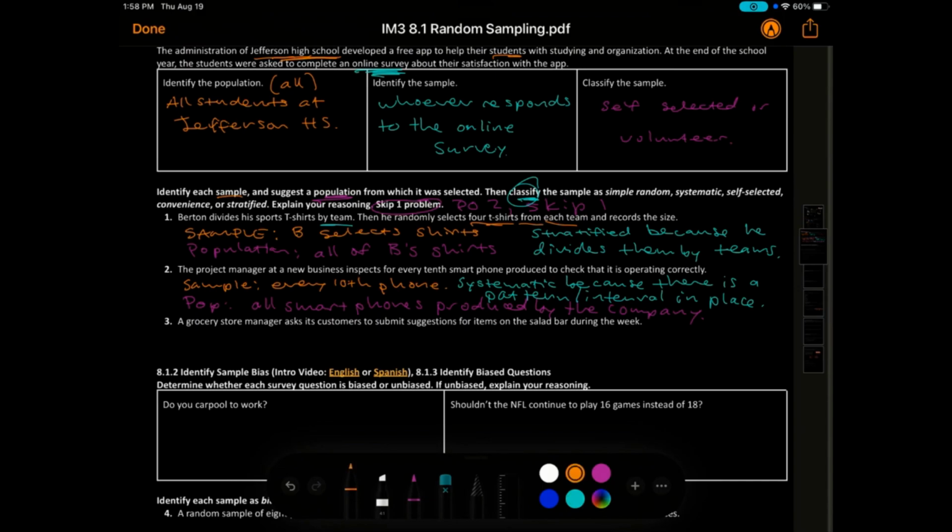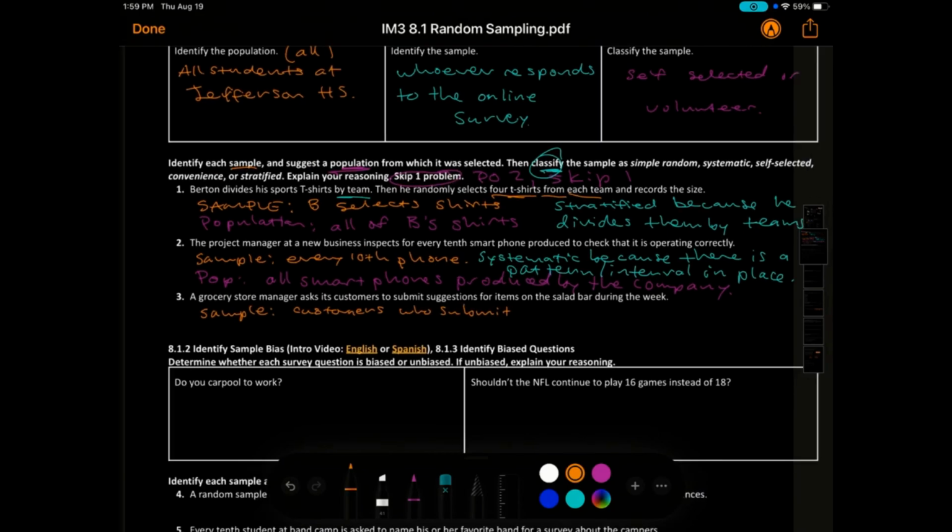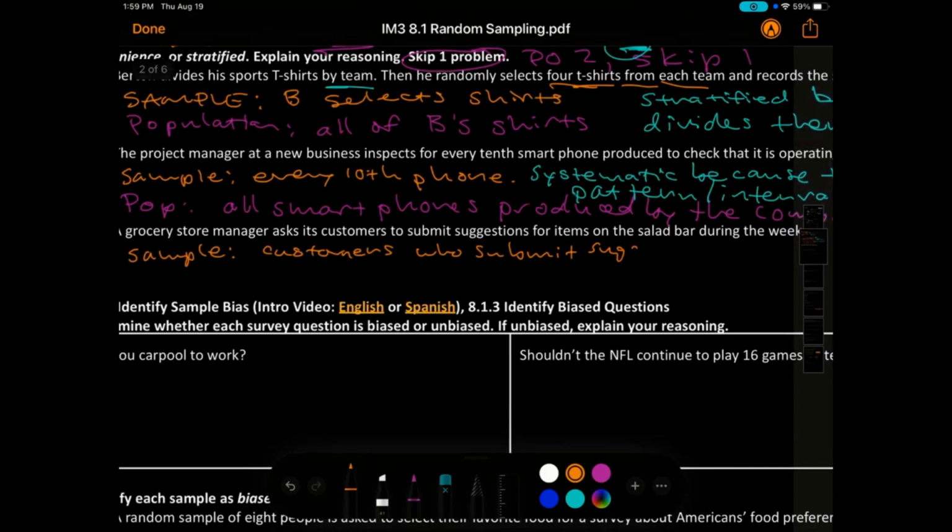Okay, number 3. A grocery store manager asks his customers to submit suggestions for items on the salad bar during the week. So our sample is just the customers, the small group, customers who submit suggestions. It's not every customer, but those who actually submit it. Who is the population? Who is the manager? Who can they pick from? Basically all customers.